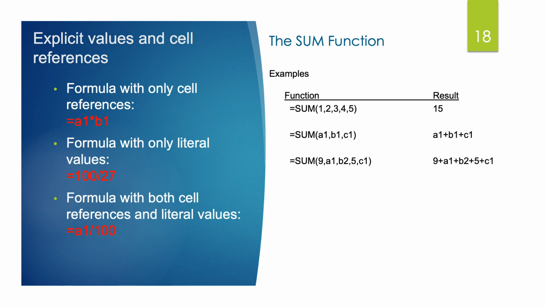We can also have equal sum A1, B1, C1. So it will go to the cells and get whatever the value is and do the addition. We can also do a mixture where we have equal sum 9, A1, B2, 5, C1. So it will get the values and then add them to the numbers that we have.